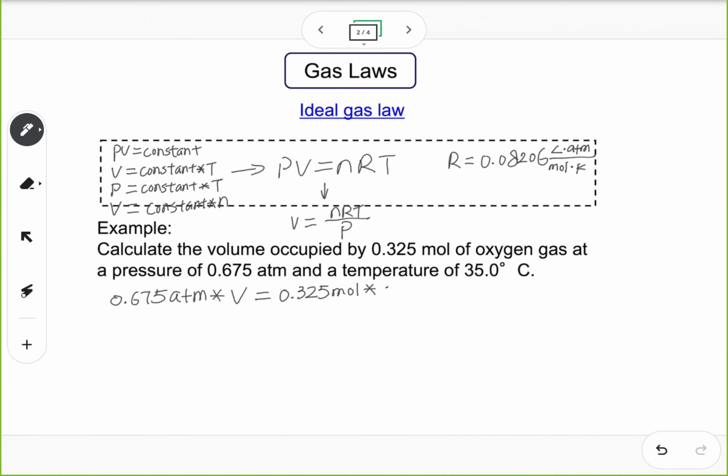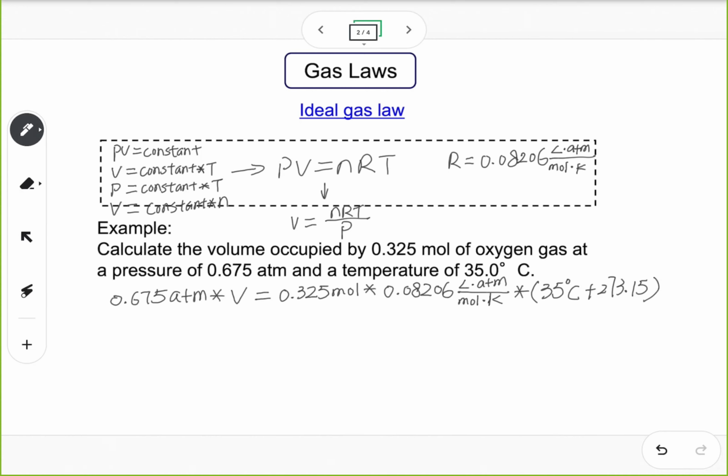R, we know it's 0.08206 liter atm per mole Kelvin. And then temperature T, of course, convert degrees Celsius to Kelvin: 35 degrees Celsius plus 273.15. All right, so this is the whole equation. I would say that gas law is quite straightforward when you try to use it. Just pay attention to the units and pay attention to your calculation.